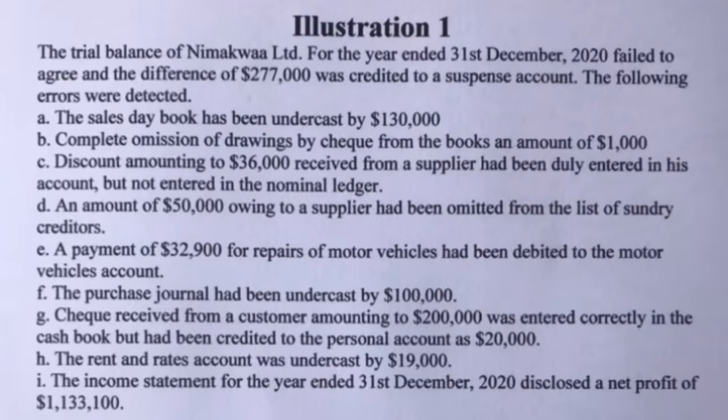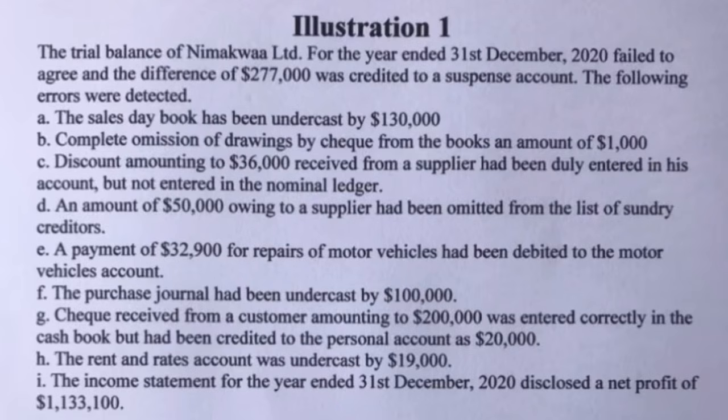Is that okay? The next error is talking about a complete omission of drawings. And we don't treat drawings in our income statement, unless it is stock drawings, before we will treat it in the income statement. But here, it is cash drawings that has been drawn from the bank. So it will not affect our income statement and also our net profit.